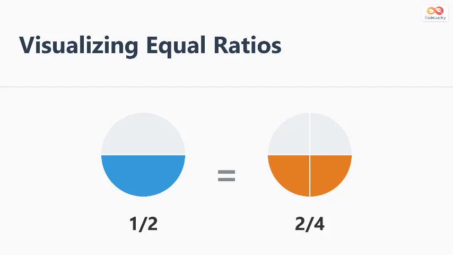Let's visualize this. On the screen, you can see two circle charts. The first shows 1/2, where 1 out of 2 sections is filled. The second shows 2/4, where 2 out of 4 sections are filled. Even though the numbers are different, the amount of space filled is exactly the same. This is what it means for two ratios to be equal.